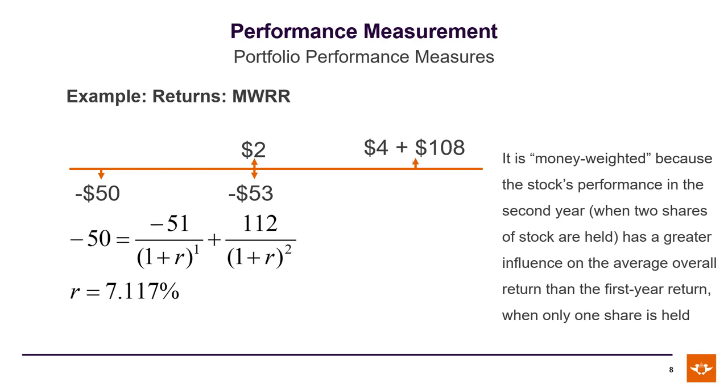So when we look at our calculation, you've got an outlay of $50, and your cash flow in your first year is actually minus $51 because you outlaid $53, but you got 2 in dividends, so the net effect is an outlay of $51. And then finally, you receive $112 from your sale and dividends. And doing your internal rate of return calculation, using your financial calculator, your return is 7.117%. And the reason it is money weighted is because the stock's performance in the second year, when 2 shares of stock are held, has a greater influence on the average overall return than the first year return when only 1 share is held.